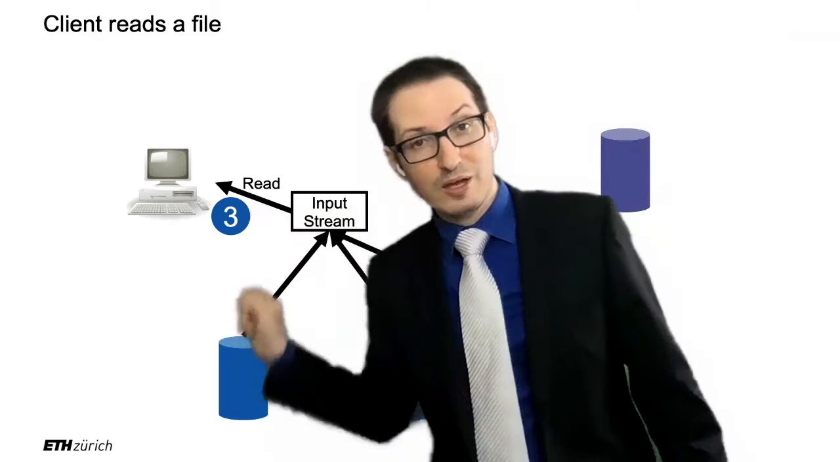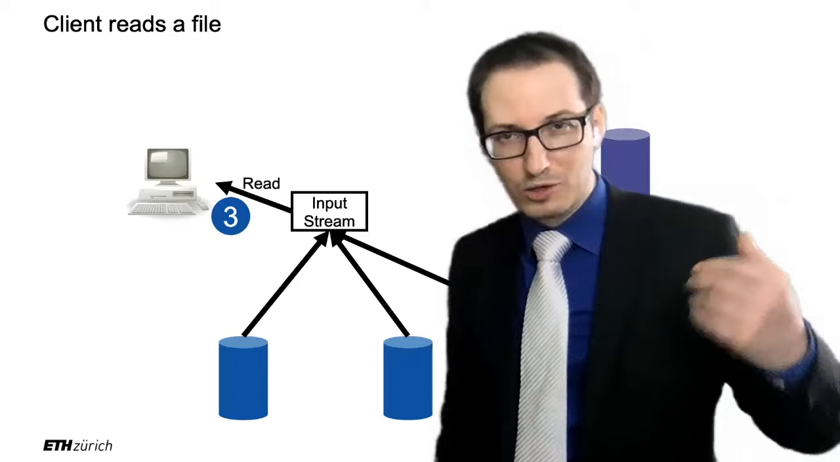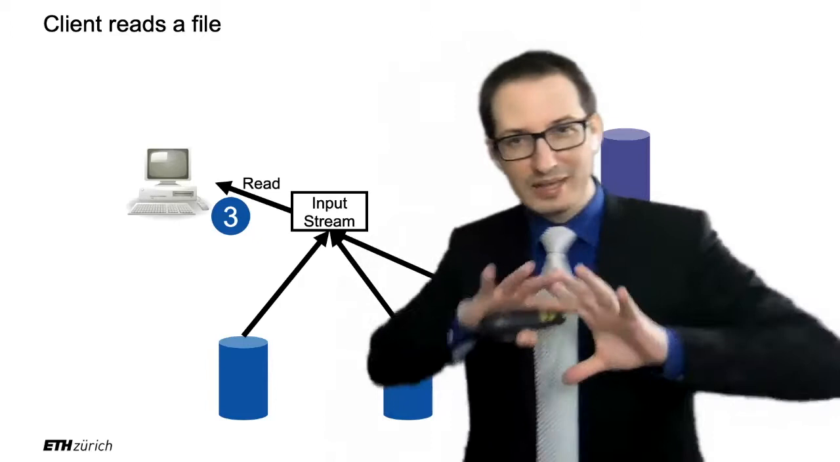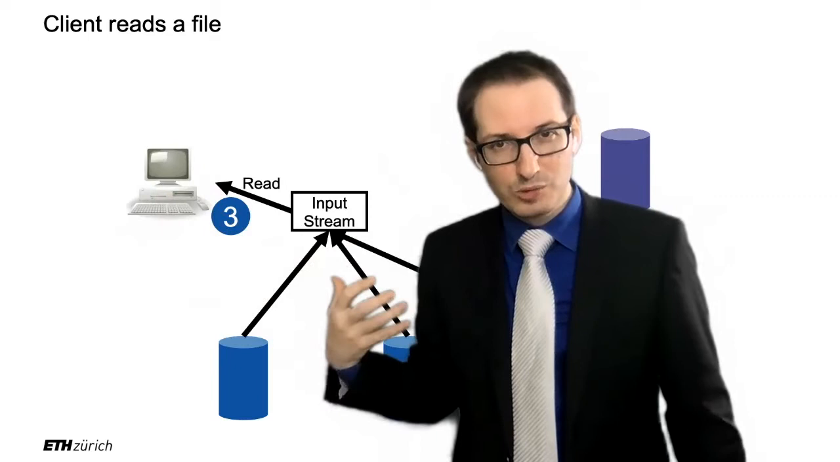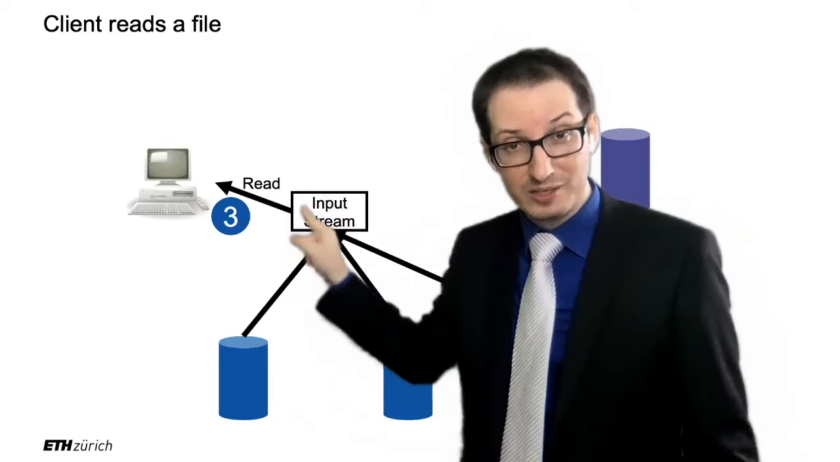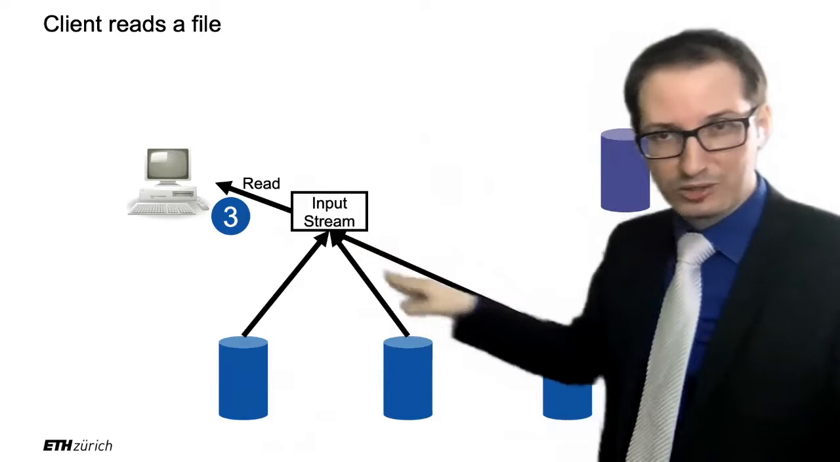So why did I draw this in the middle of the screen? I drew this in the middle of the screen because going from data node to data node and requesting the blocks is something that is actually nicely encapsulated and hidden in the Java library of HDFS. It means that if you are reading HDFS from Java, you will, as an end user, not need to manually go from data node to data node, because you have this HDFS input stream right there that does it for you. It will automatically take care of switching between the data nodes every time you change the block.